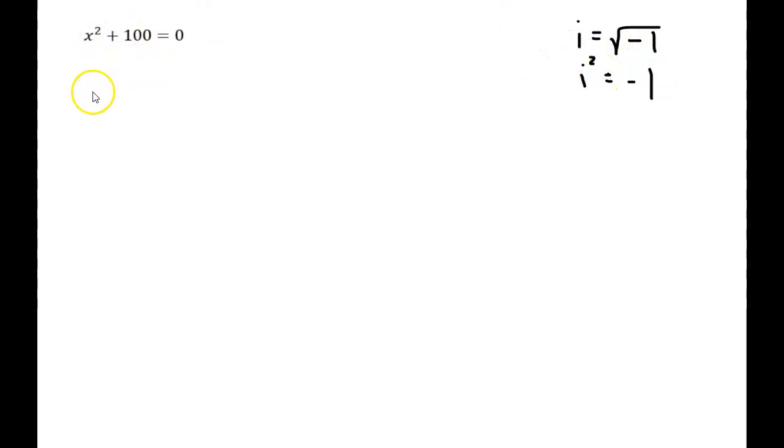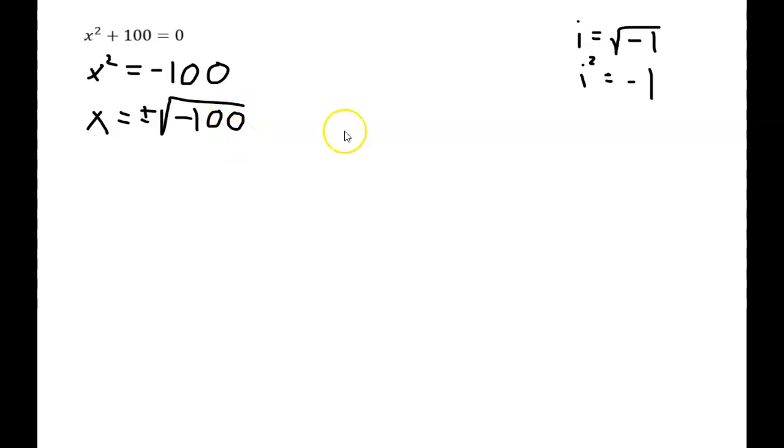So we're going to solve this one kind of like normal. x squared, subtract 100 from both sides, that's equal to negative 100. Now I'm going to take the square root of both sides, so x is equal to, remember we have to look at both the plus and the minus version, so plus or minus the square root of negative 100.